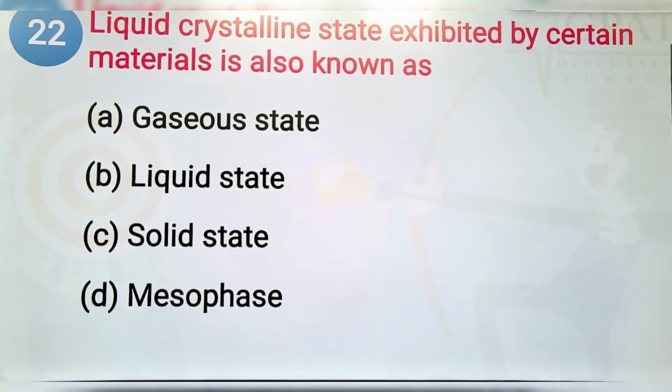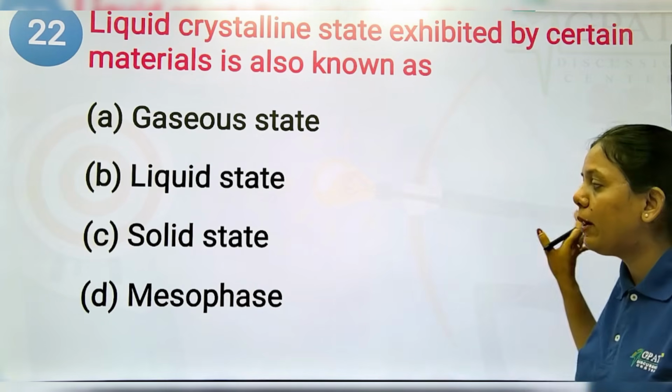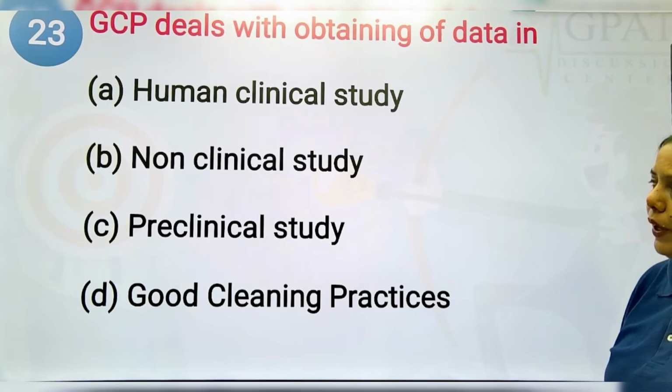Next is liquid crystalline state exhibited by certain material is known as gaseous state, liquid state, solid state, or mesophase. So liquid crystalline, that is not the gas, liquid or solid. If it is only crystalline, then we can say that it is a solid, but it is a meso state, that means in between the solid and the liquid.